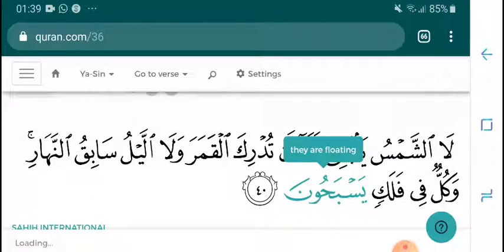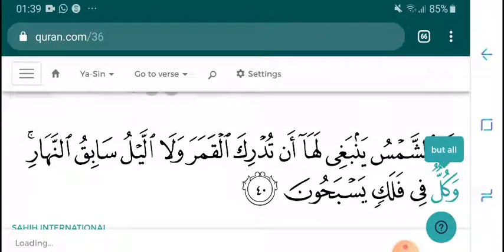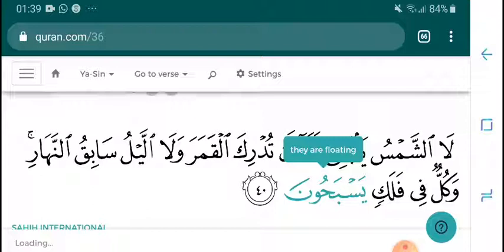Okay, وَكُلٌّ, kullun is an indefinite noun, which means everything, or it's translated here as but all. Fi is a preposition, which means in. And falakin is an indefinite noun, which means an orbit. And yasbahun is a verb, which means they are floating. It's a plural as well. Okay, so they all are floating, basically.